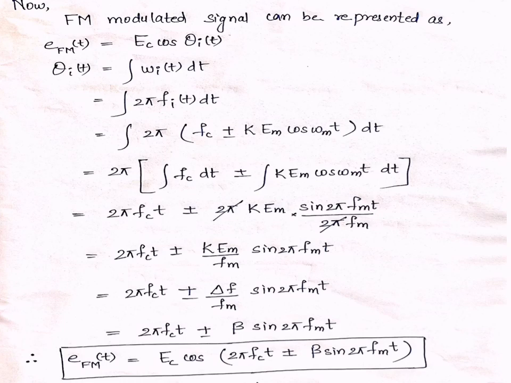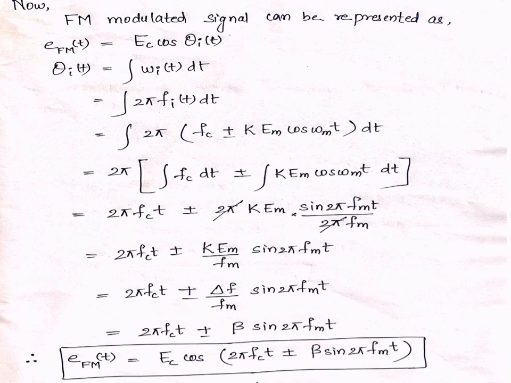2 pi is taken as common, integration of fc dt plus minus integration of kem cos omega mt dt. Now after solving it, we will get it as 2 pi fct plus minus 2 pi kem multiplied by sin 2 pi fmt divided by 2 pi fm. 2 pi to 2 pi cancelled. Now your equation becomes 2 pi fct plus minus kem by fm sin 2 pi fmt.